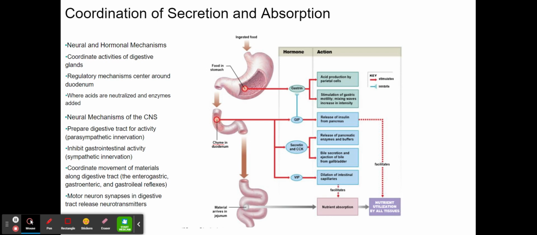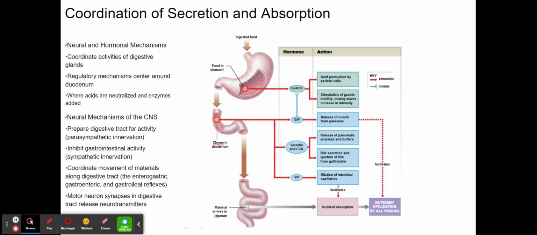In addition, motor neurons synapsing in the digestive tract release a variety of neurotransmitters. Most of these chemicals are also released in the CNS. In general, their functions are poorly understood. Examples of neurotransmitters that may be important include substance P, enkephalins, and endorphins.